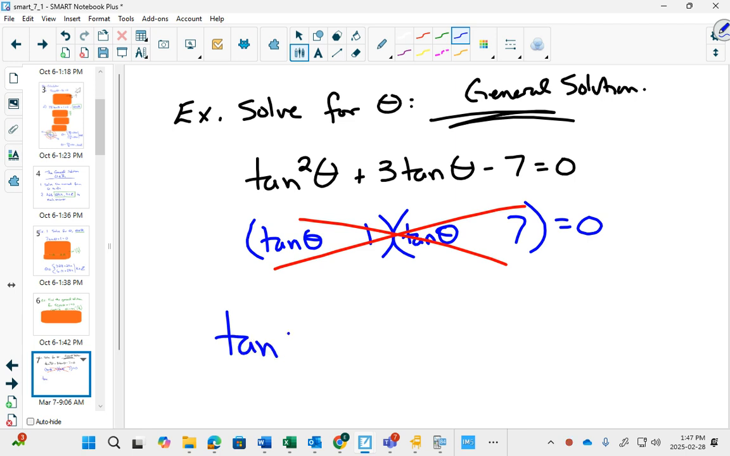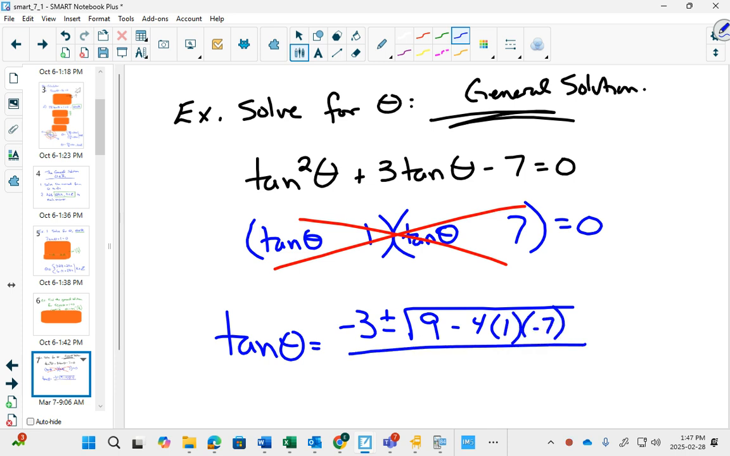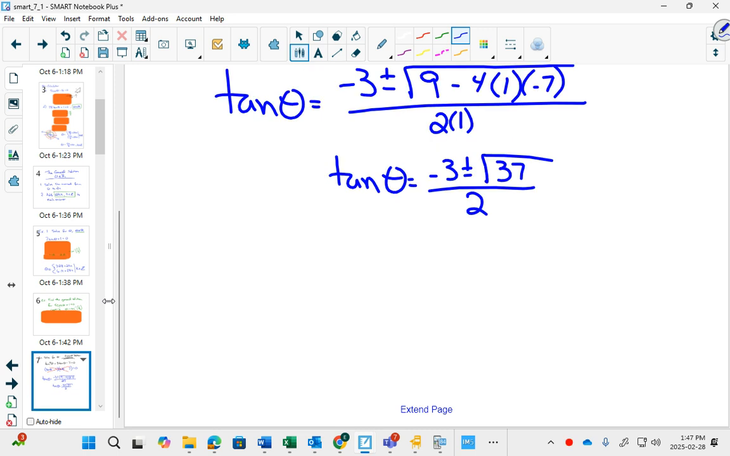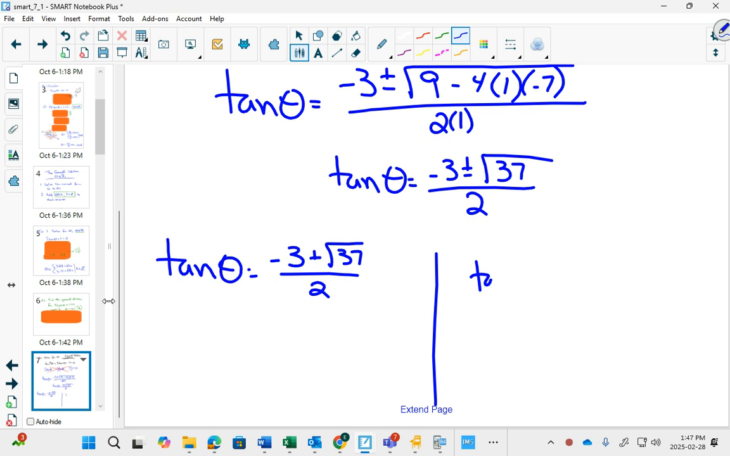Quadratic formula would be tan of theta equals negative b plus or minus the square root of b squared minus 4 times a times c, all over 2 times a. Simplifying this, you would get tan of theta equals negative 3 plus or minus the square root of 28 plus 9, 37, over 2. The plus or minus really means there's two answers. There's one answer where it's plus, and there's one answer where it's negative.